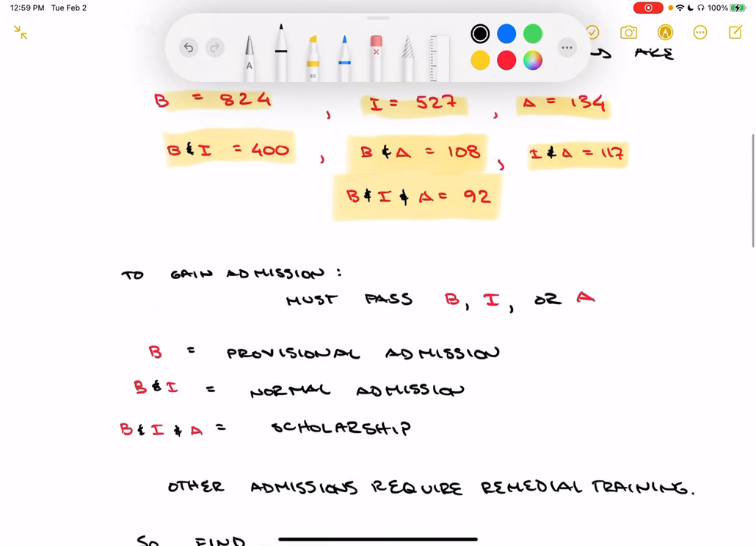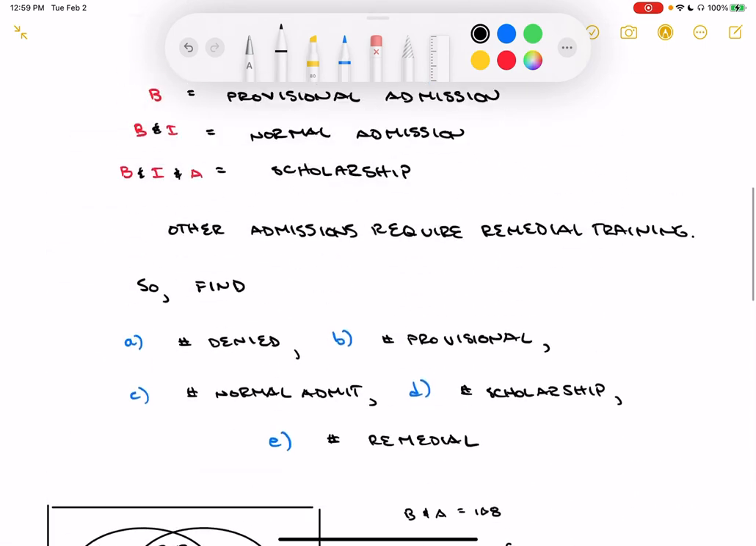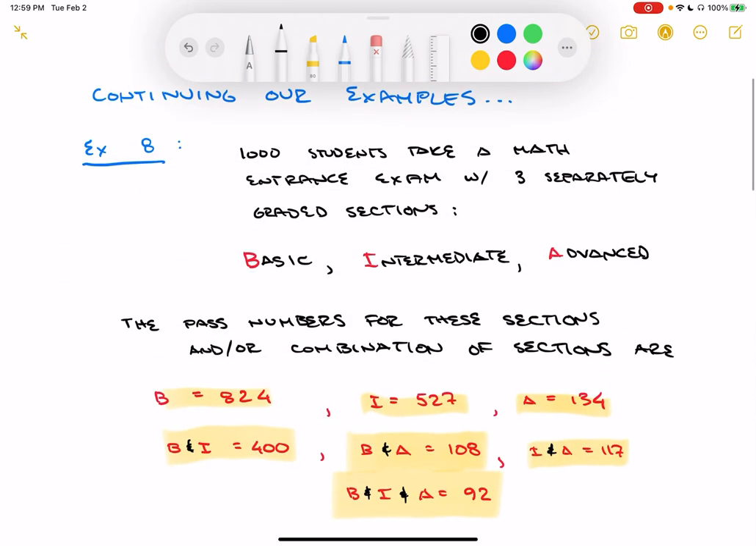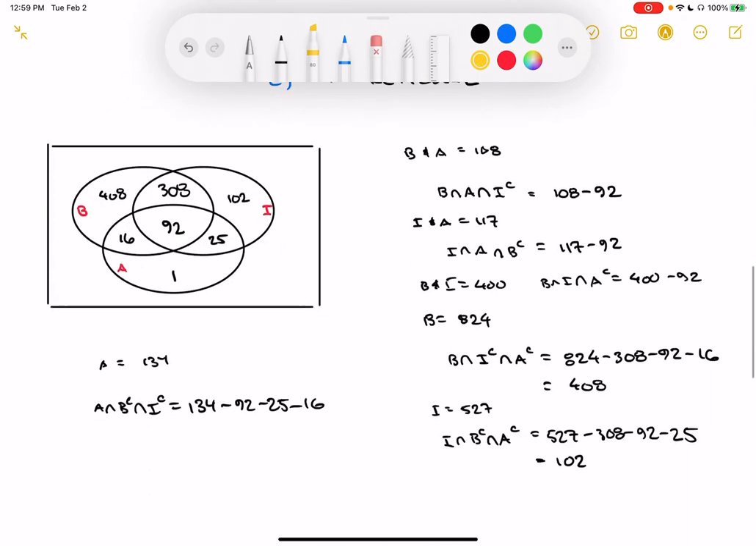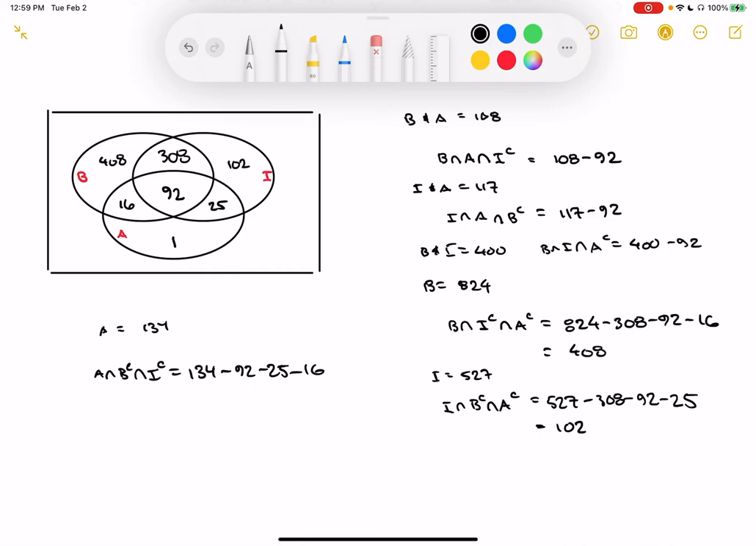I've used all the stuff up there, but I'm still missing one group. And so where does that other group come from? Well, we do know that there was something up originally that talked about the total student population. That's the 1,000. That's our overall universe size in this case. And so if I add up all the numbers there in the middle and take that from 1,000, I can get this last number. So the last number, those that didn't pass any exam, is going to be 48. And that 48 is basically 1,000 minus the 408 and the 308 and the 102 and the 16 and the 92 and the 25 and the 1, something along those lines. So the vast majority of students in this particular case were able to pass at least one of the math examination components, basic, intermediate, or advanced.